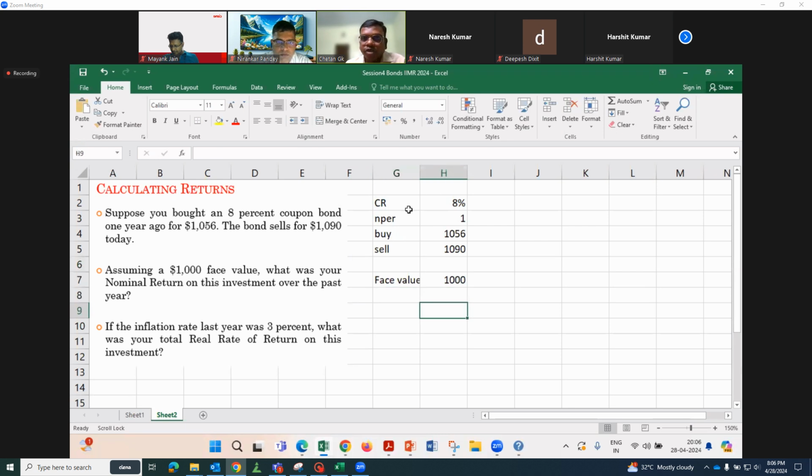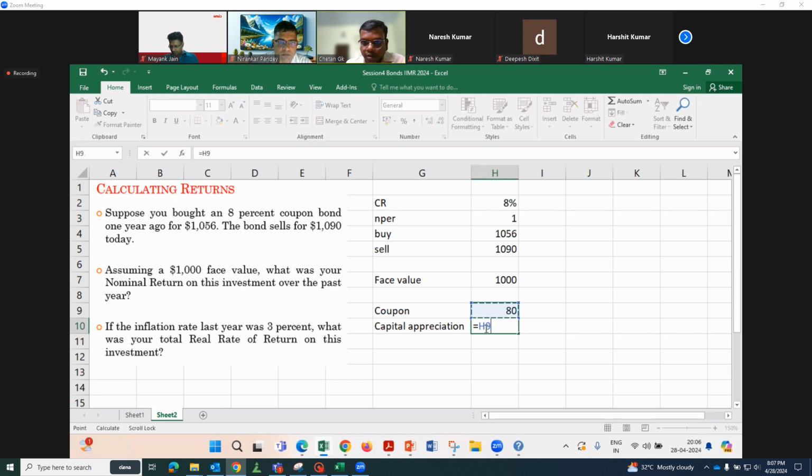Okay, so how much return have you made on this? Since you must have received a coupon, right? So the coupon will be how much? It is 8% on 1000. You received the coupon. So what is the capital appreciation? It is 1090 today, but you bought it at 1056, right? There is a $34 profit on the capital appreciation. So if you add both of them, it is 1014.